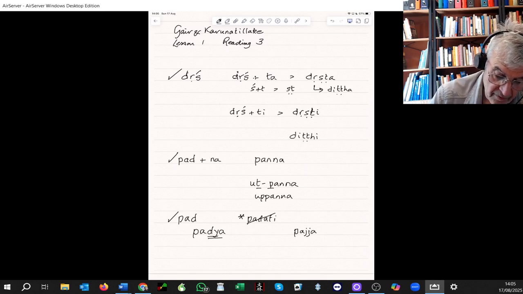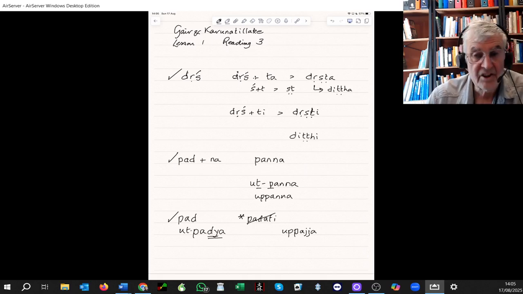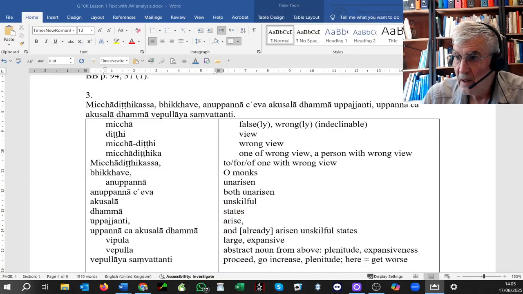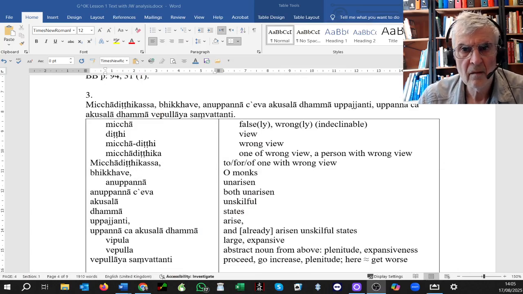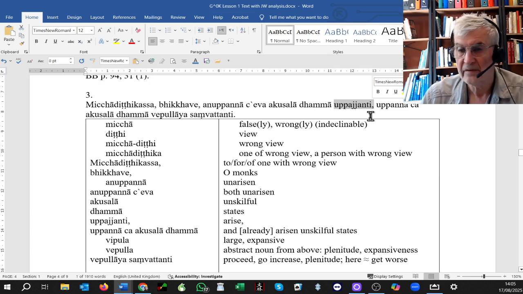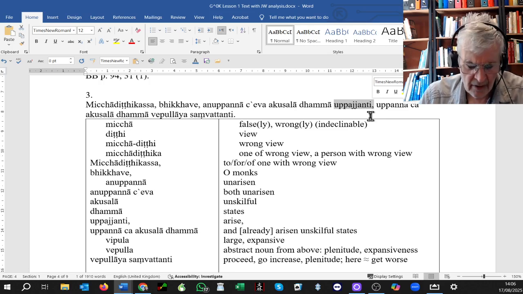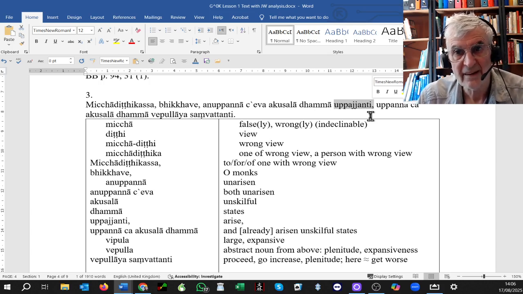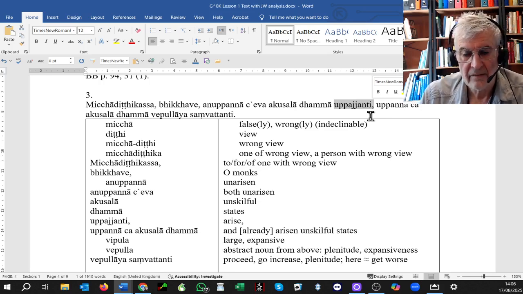Now, with the ut in front of it, the present stem would be utpadya in Sanskrit, but for the reasons I've just given, it becomes uppajja in Pali. And that's how we get the present stem uppajja, and that accounts for the form that we see here, upajjanti. In Sanskrit it would be utpadyante. It's an atmanepada verb. I'll explain that. It's what's called a middle voice verb, so not utpadyanti, but utpadyante. In Pali, uppajjanti, they arise.